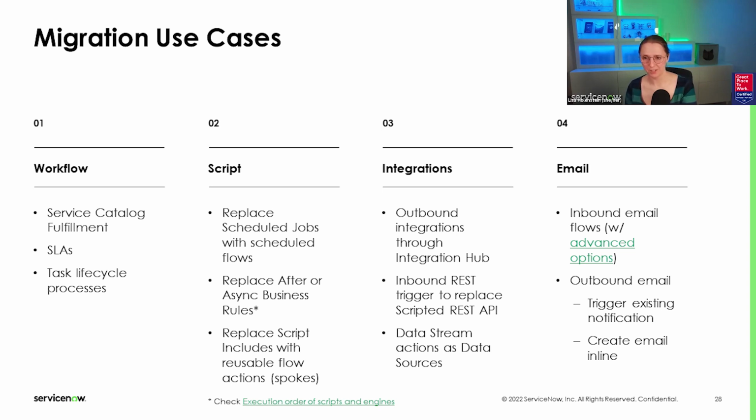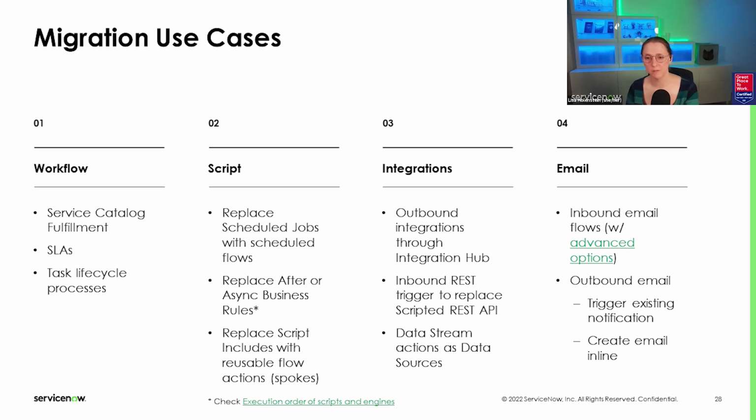And then speaking of integrations, moving our integrations from orchestration and scripted REST API into Integration Hub and Flow Designer may sound daunting, but make sure to check out the existing scopes because there are so many. There's also the option to replace scripted REST API with the relatively new inbound REST trigger. I think there's a Creator Toolbox session that covers how this works exactly, but it's super handy to have and to understand how to make data available to third-party systems. And then, as mentioned before, you can use data stream actions as data sources for import.